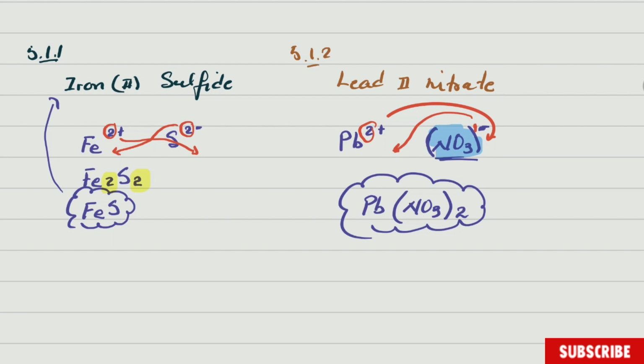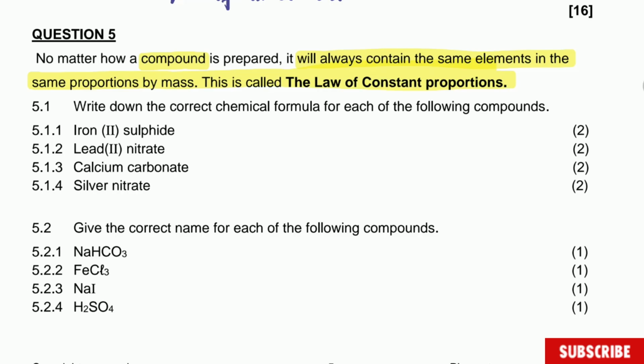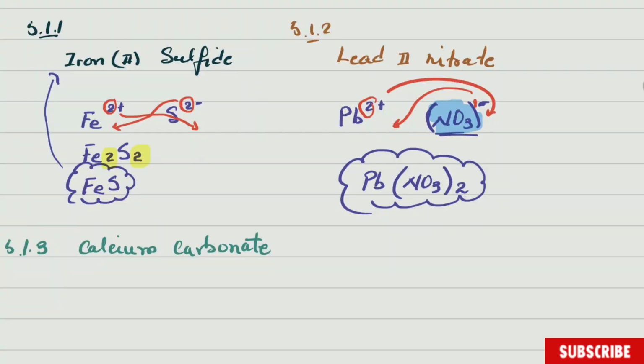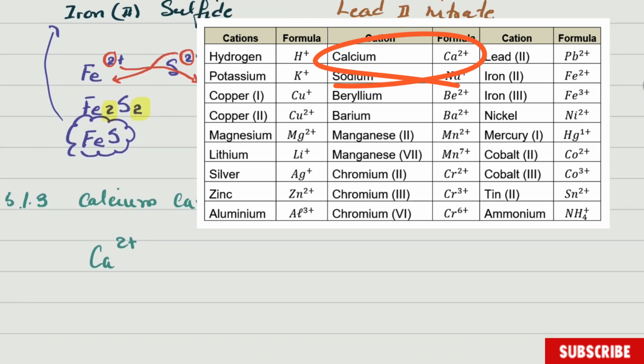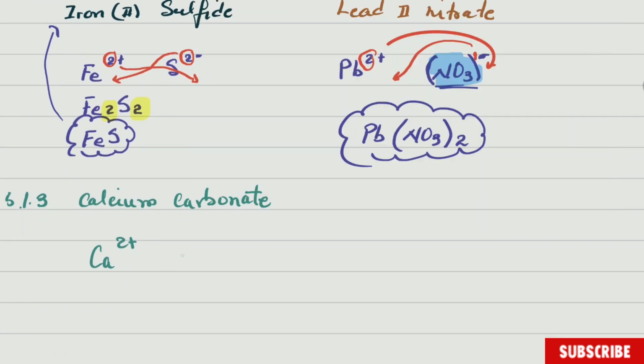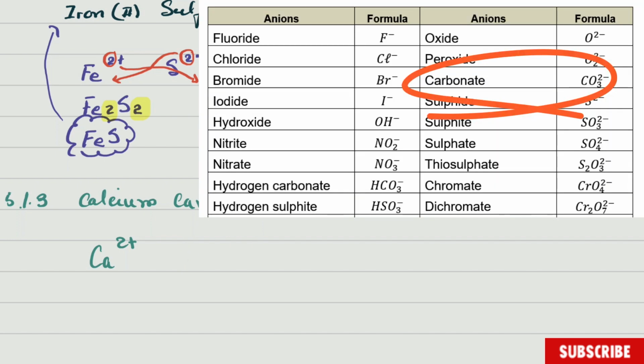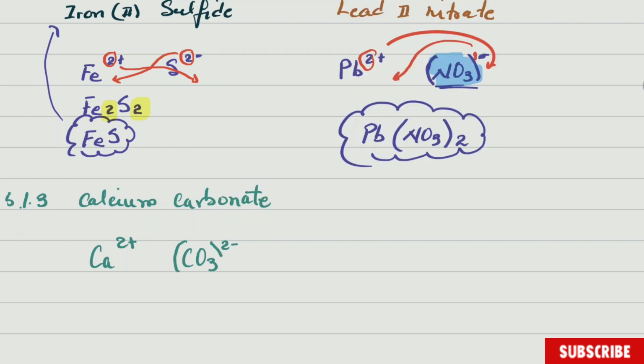Let's go to question 5.1.3. Question 5.1.3 is calcium carbonate. Now, for calcium carbonate, the symbol for calcium ion is going to be Ca2+. You must remember that all the elements in group 2 from the periodic table will form ions of 2+, and carbonate is going to be CO3, and the same as nitrate, there is a negative 2 or 2 minus, but that is for everything, guys. That 2 minus is for everything, not only for the oxygen.